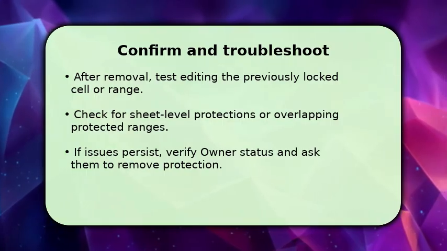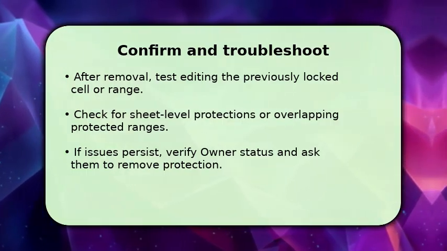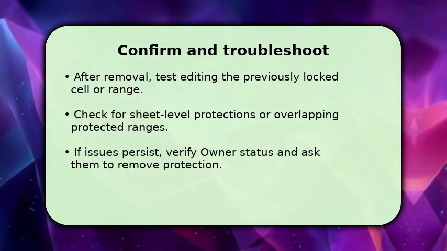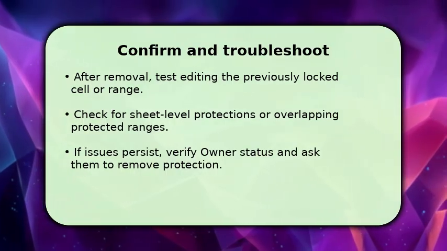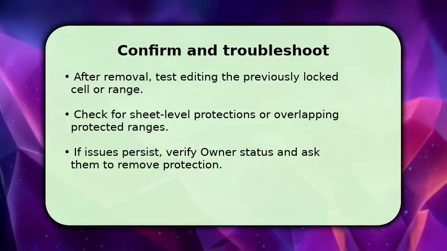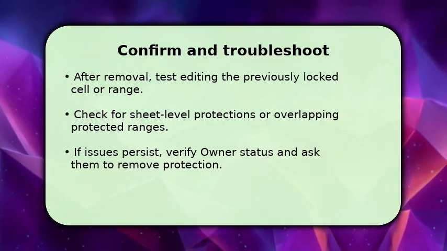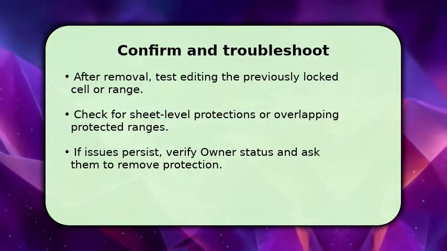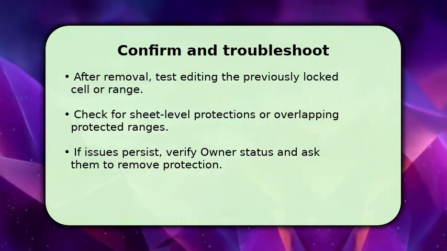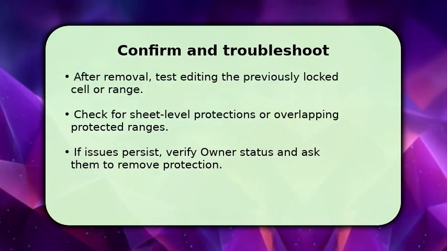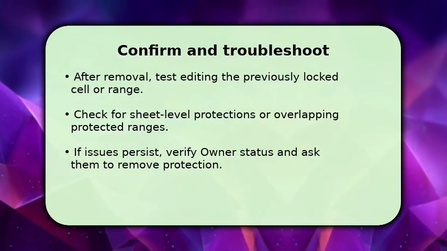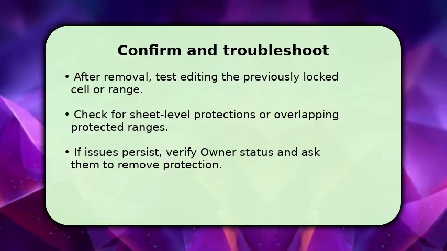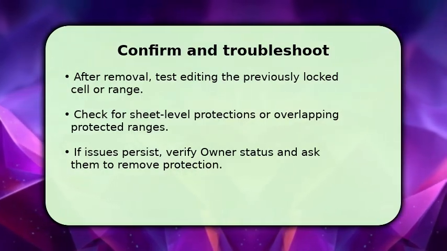If edits still fail, inspect the sheet for sheet-level protections or multiple overlapping protected ranges. Remove or adjust those too. Also confirm you actually have editor rights and that the sheet isn't owned by a different account. If problems persist, contact the owner directly and ask them to remove protections or grant explicit access. This single check often resolves it.